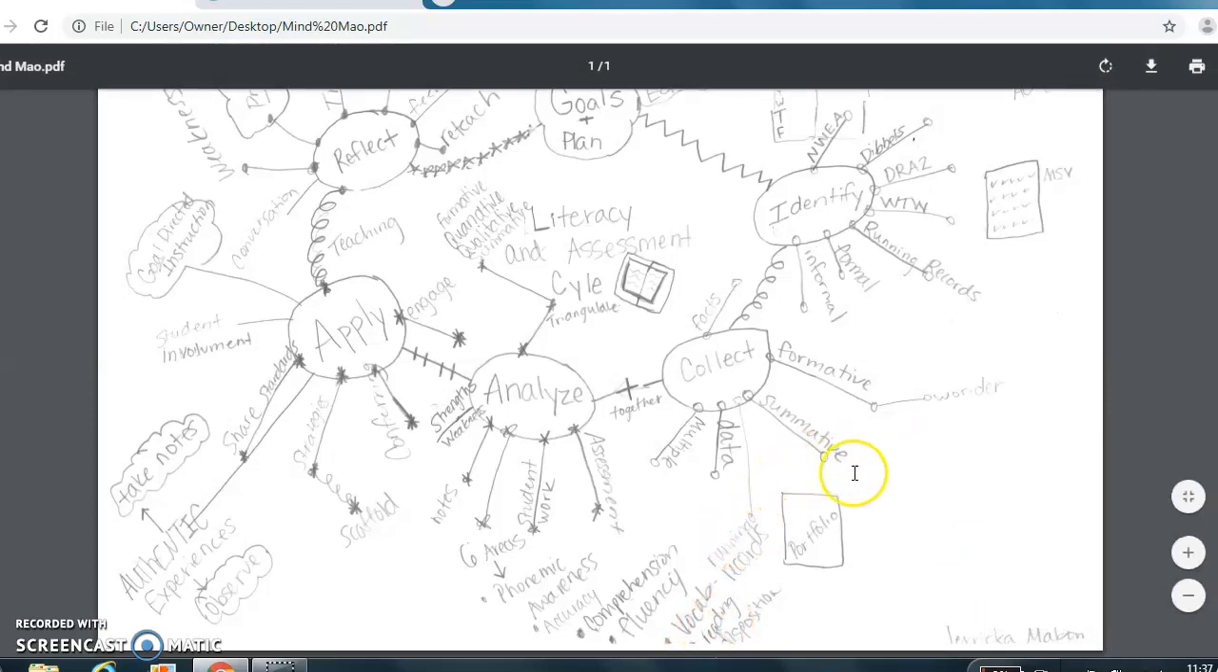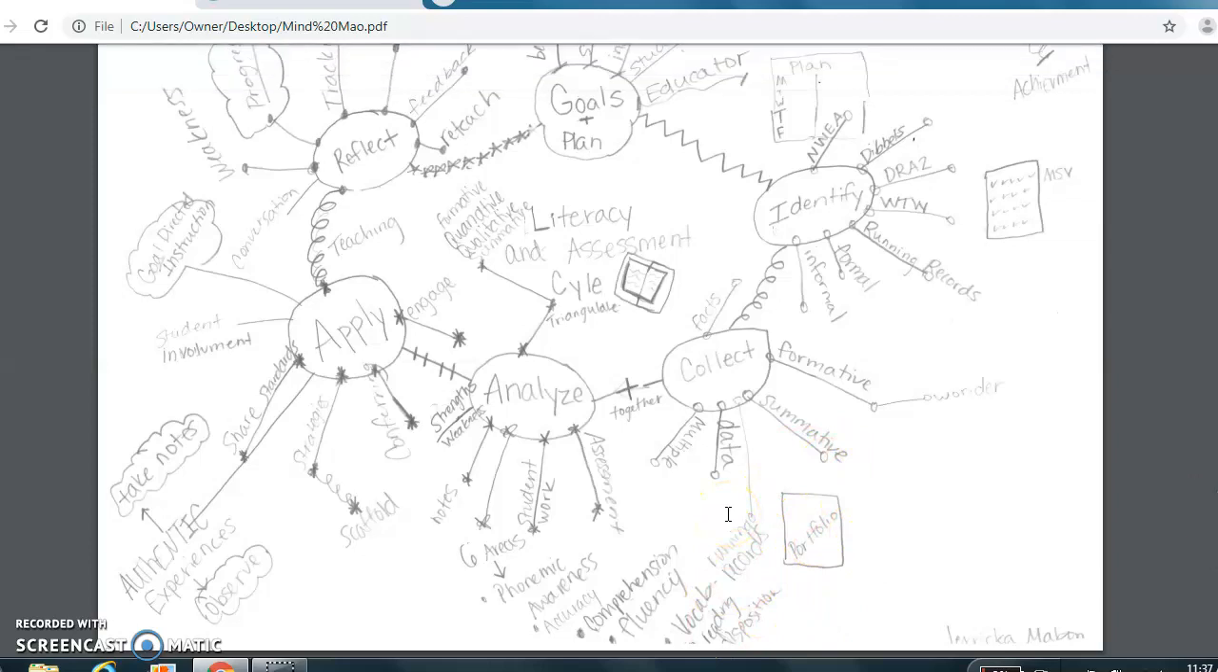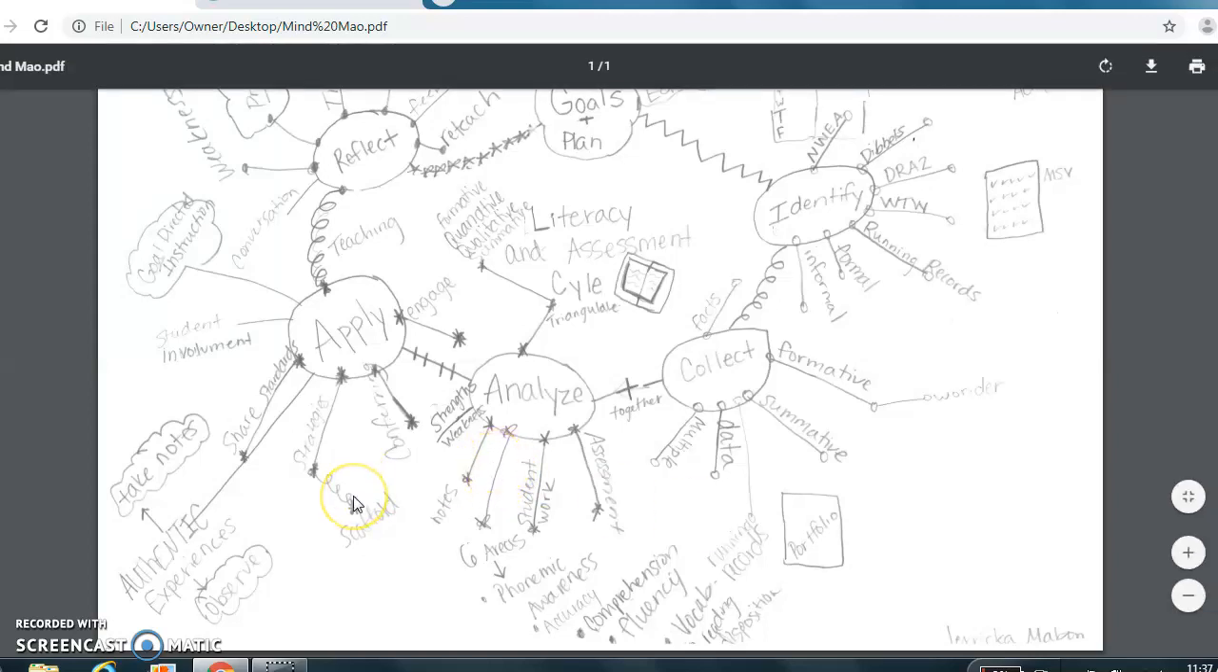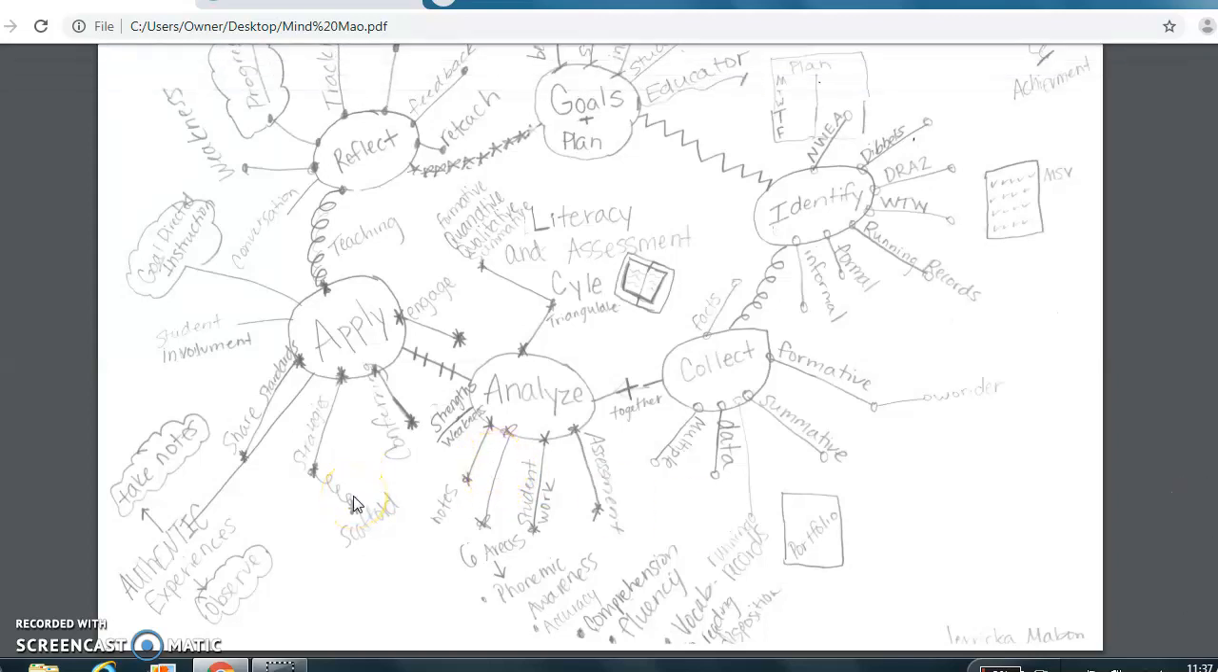And then also under collecting, here's a picture of the student portfolio or student work. Again, bear with me on my illustrations. Okay, and then we move on to apply. So applying is putting it into action, taking from what we collected and analyzed, and putting it into action, so to speak.